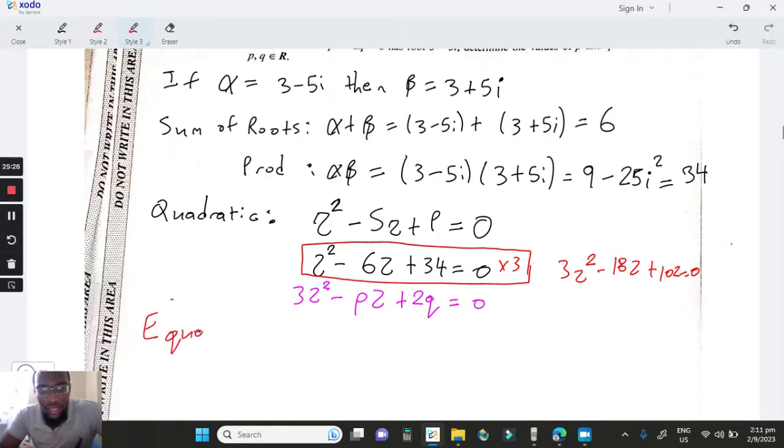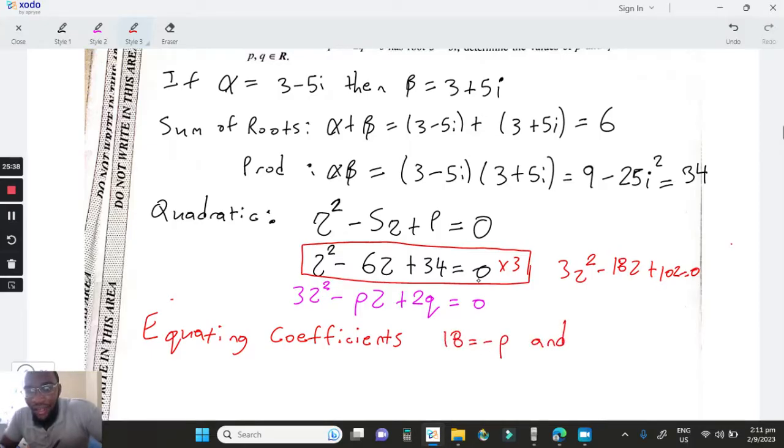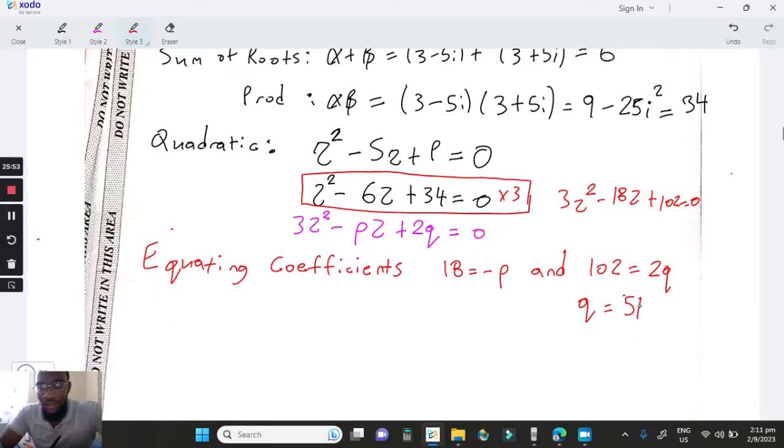So what we conclude is, by equating coefficients, you realize that 18 is equal to minus p, and from this right here we have 102 is equal to 2q, so q must be 51. So we get our answer: q is equal to 51. Alright, that's it. So p is negative 18 and q equals 51.